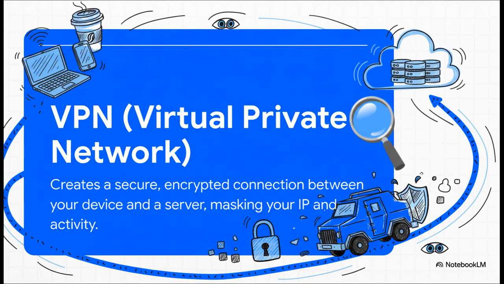Next in the security detail is the VPN. Using a VPN is kind of like sending your data packet inside a private armored car. It creates this encrypted tunnel between your device and a remote server, completely hiding your online activity from any prying eyes. This is absolutely crucial when you're on a public, untrusted network, like the Wi-Fi at your local coffee shop.